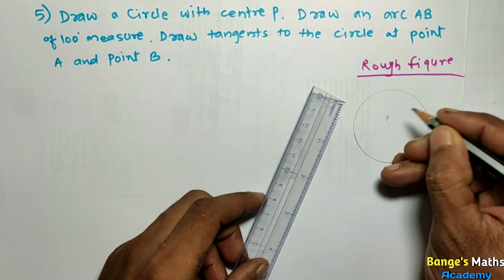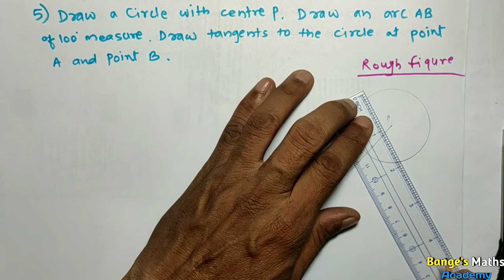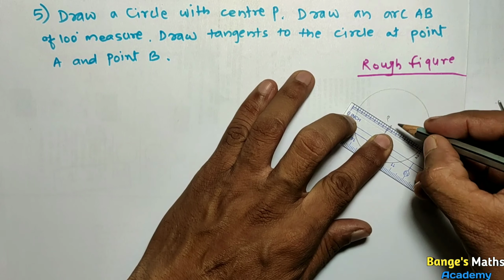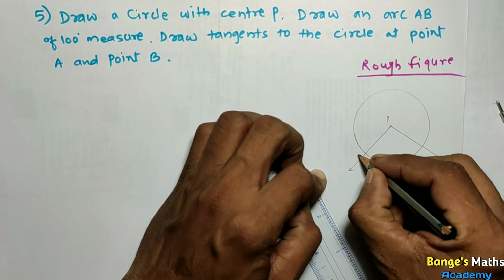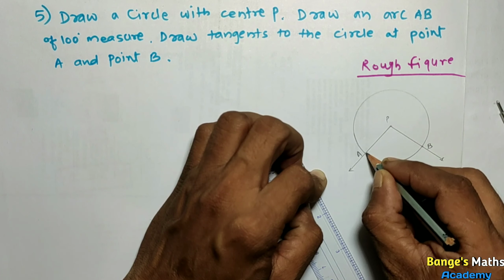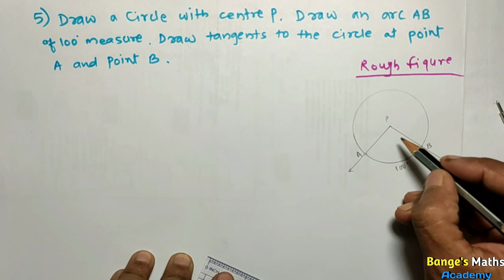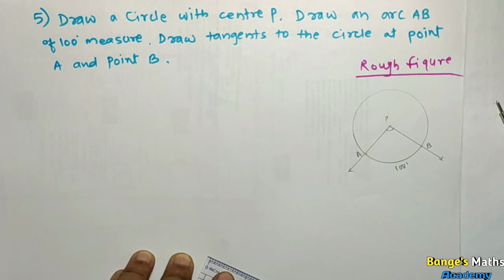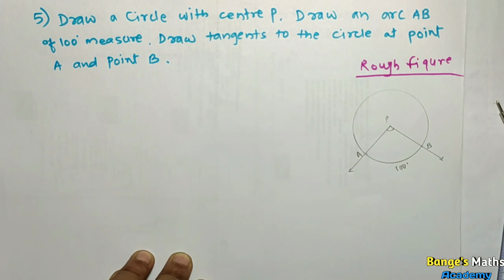Center of the circle is P. See, we have given that measure of this arc is 100 degree. So angle APB is a central angle. So measure of arc AB is equal to measure of angle APB by the measure of central angle definition.